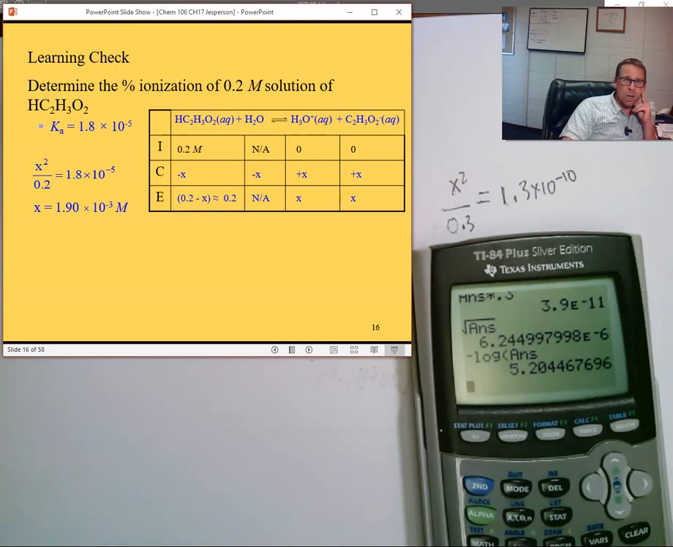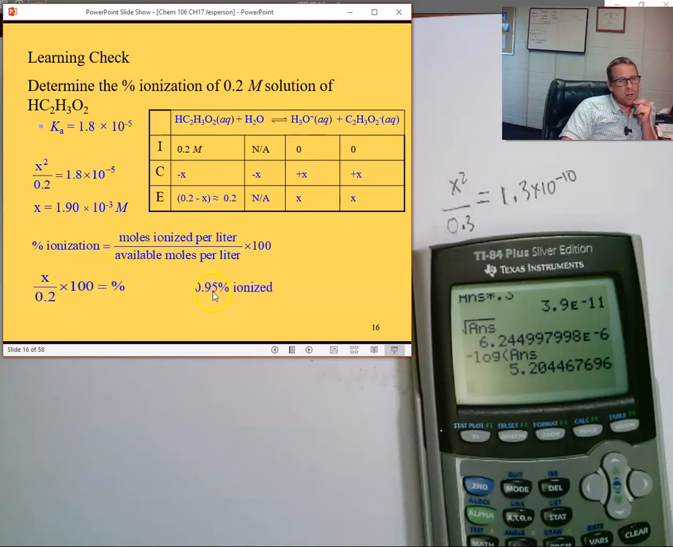So we don't take the negative log of this value. We just find out what percent of our initial stuff, 0.2, actually ionized. So we take this 1.9 times 10 to the minus 3, and we divide it by our 0.2, times 100, and that will be our percent ionization. And the answer here is 0.95.